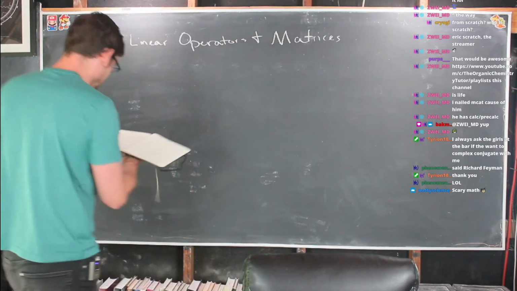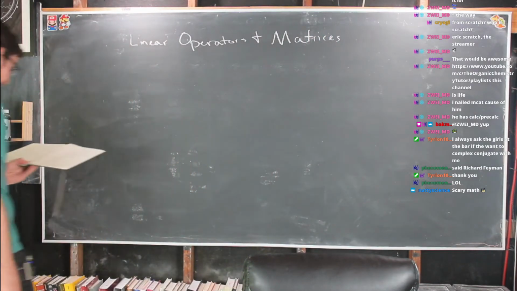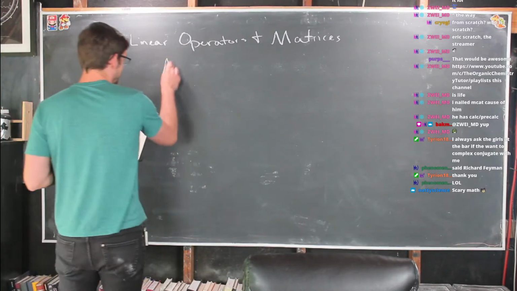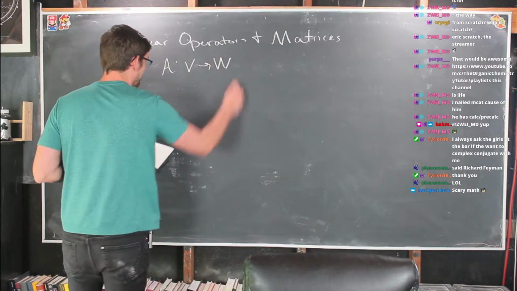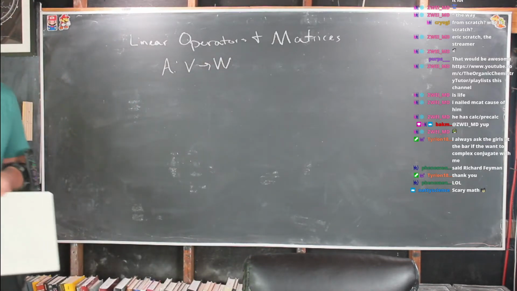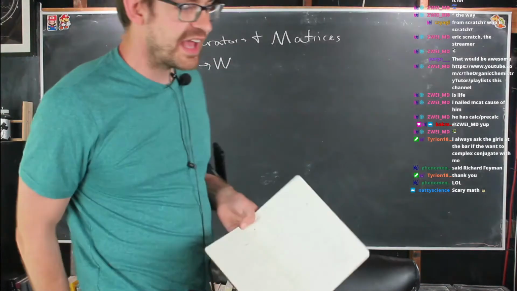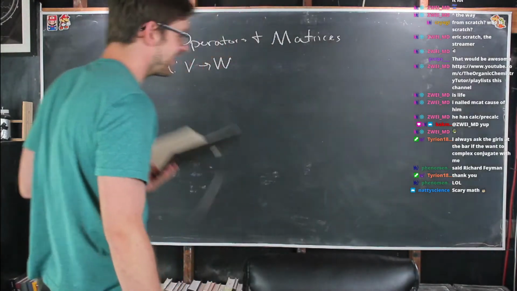So a linear operator A on a vector space, we're going to define A basically by the mapping from V to W. It's going to be the mapping from one vector space onto another vector space. And it's true, scary math.